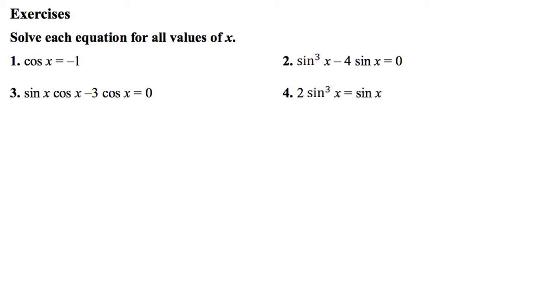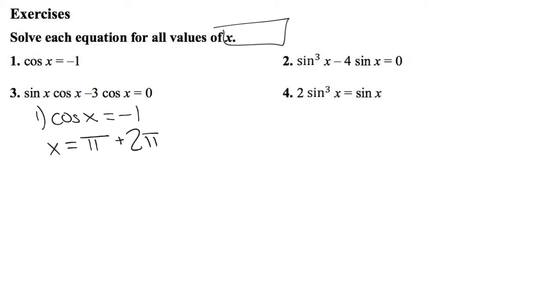So what we see with number 1 is that we've got cosine x equals -1. I'm going to go look at my unit circle. And where does cosine equal -1? It equals -1 at pi. And because I don't have a parameter on my domain, basically it means for all values of x forever and ever, I'm going to add a 2 pi n.